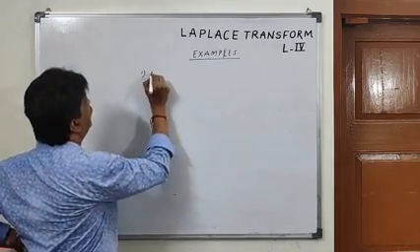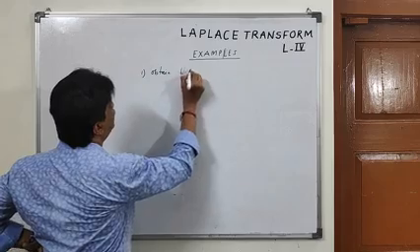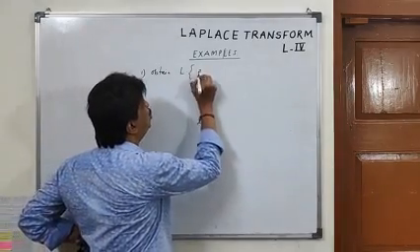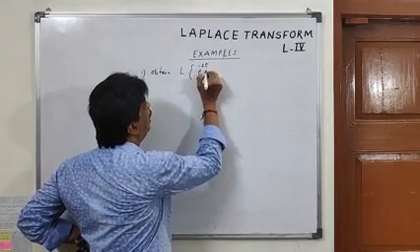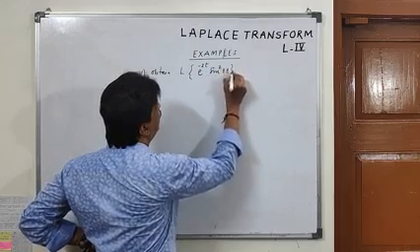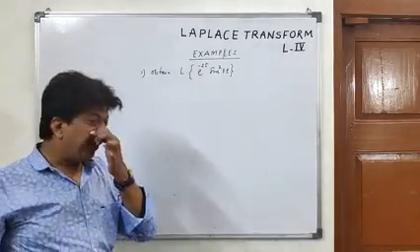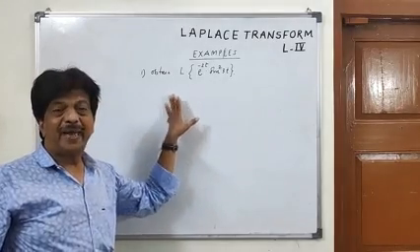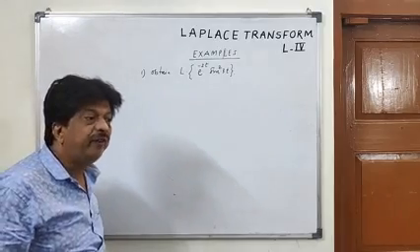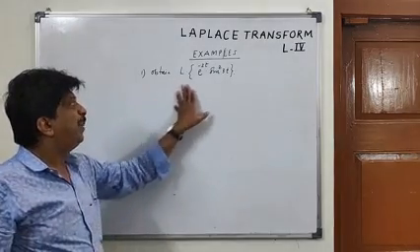Obtain the Laplace transform of e raised to power minus 2t into sine square of 3t. Whenever a function is multiplied by an exponential, we always use the first shift property. So here, making use of the first shift.